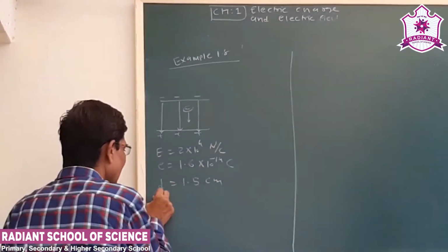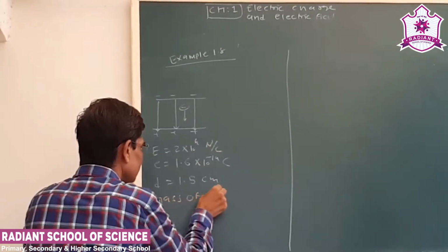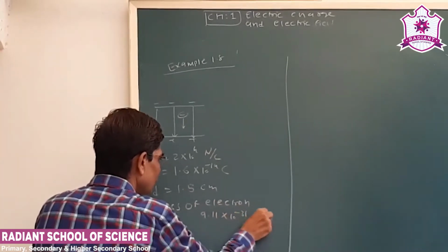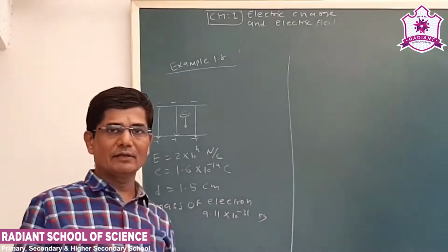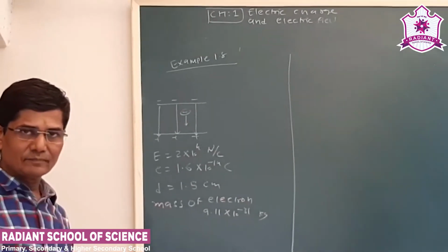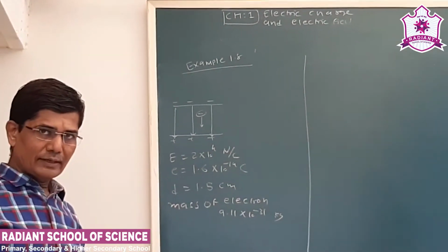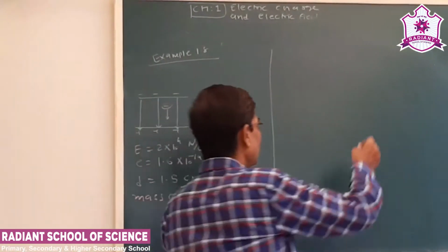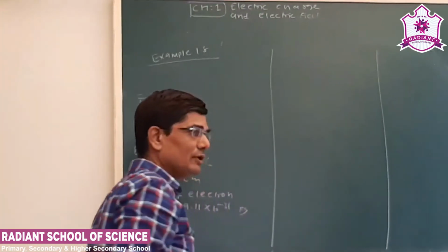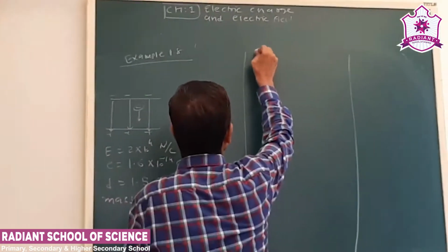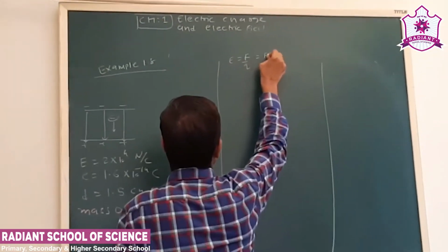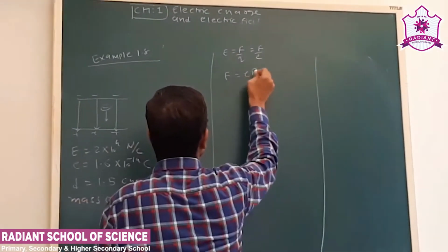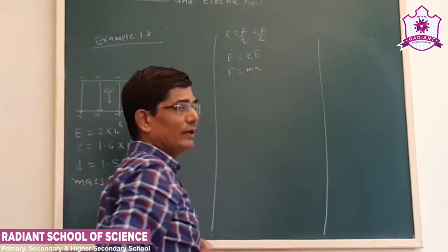Now see, mass of the electron is 9.11 into 10 to the power minus 31 kg. So here we have to find the time taken by the electron to cover the given distance. Also we have to calculate the time taken by the proton to cover the same distance. Now see the formula. If we talk only about the magnitude of the electric field, E is equal to F upon q. Here the charge is the electron's, so F is equal to eE. We also know F is equal to ma.